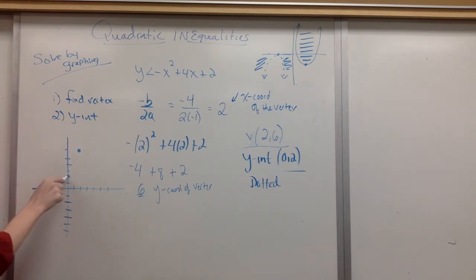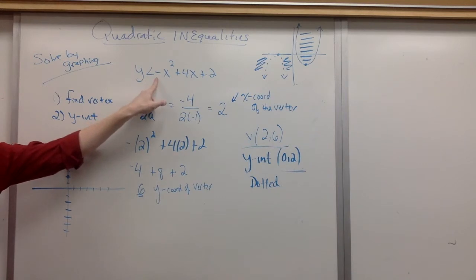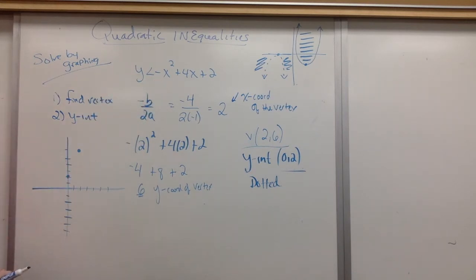Y-intercept's at (0, 2). Now, based off the y-intercept, you can see that this is going to be opening downward, but look at the a value. The a value is negative, which is also a key part, okay? It's going to be dotted.